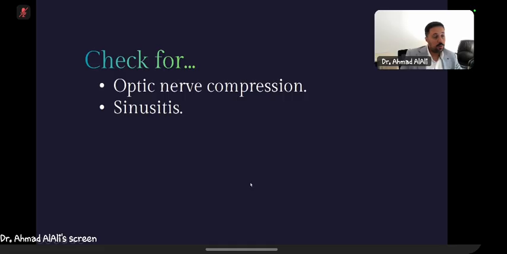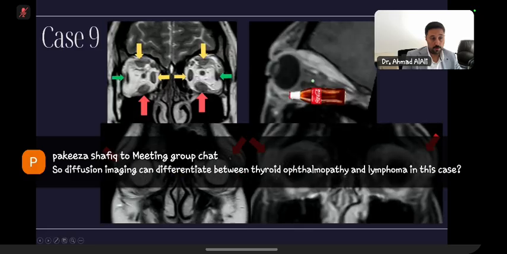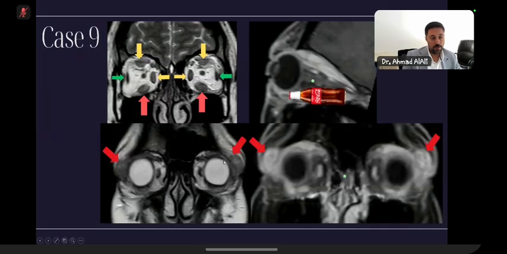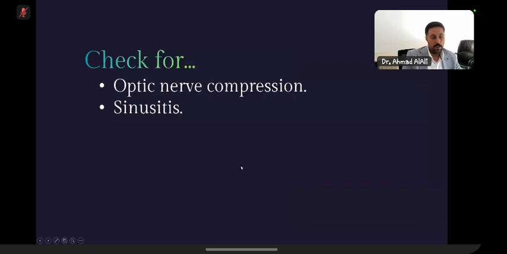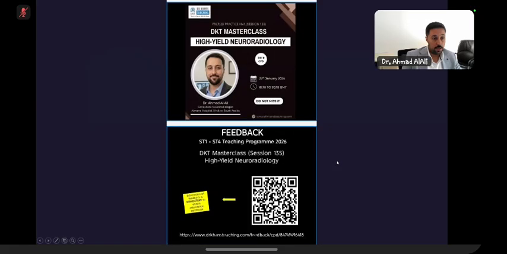It's also important to check for optic nerve compression, and I believe in the case that we showed, there was some optic nerve compression on the right side. It's not really evident, I know, but it's worth mentioning and checking for in the exam at least. And also check for sinusitis. It could be an inflammatory process extending from the sinuses into the orbits, and it would change your diagnosis.